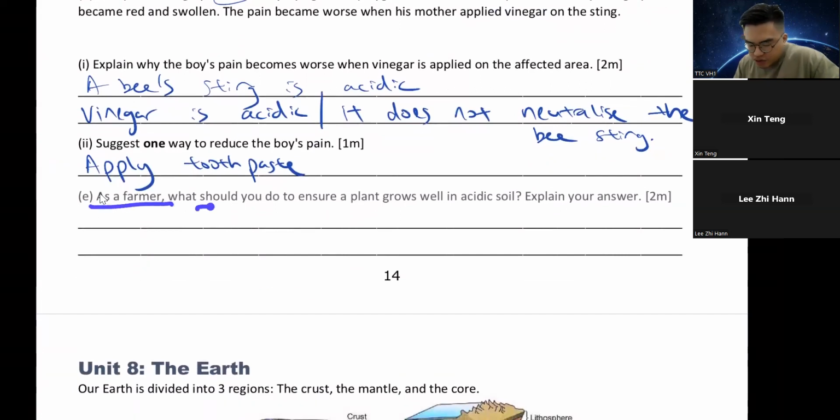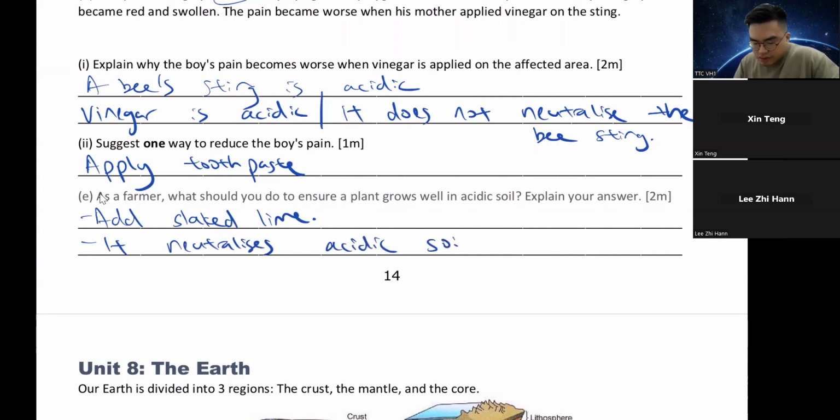So E, as a farmer, what should you do to ensure plants grow well in acidic soil? You can add slaked lime. What is slaked lime? Slaked lime is an alkaline white powder, because it neutralizes acidic soil. You neutralize the soil.